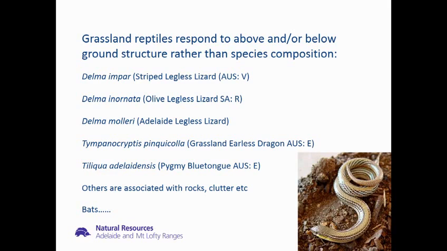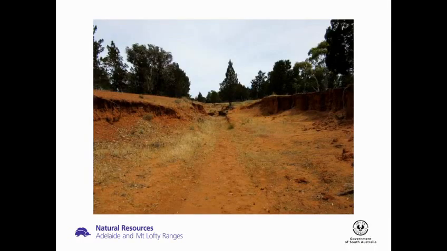Grassland reptiles also seem to be less than fussy about what species they're living in. Delma impar in the southeast, the striped legless lizard, seems just as happy in Phalaris and cocksfoot as it does in any other grass. There's not much left of the other stuff anyway. Same for inornata, and the list goes on. So I think it's just about identifying those values and identifying why we're doing what we're doing against the goals that we identify. I'm running out of time, but I'll just touch briefly on this.